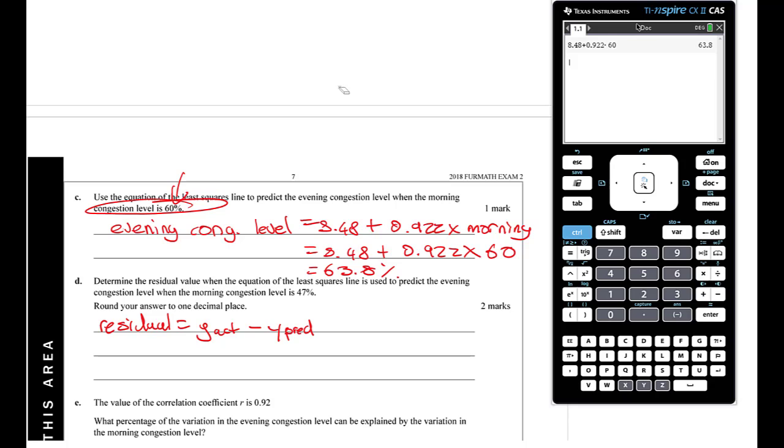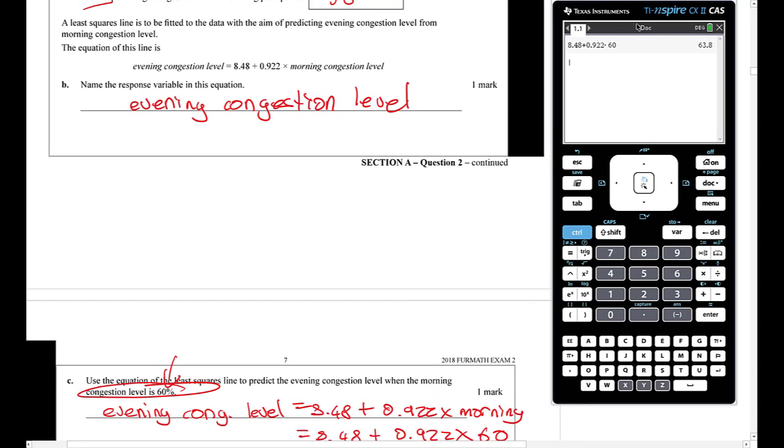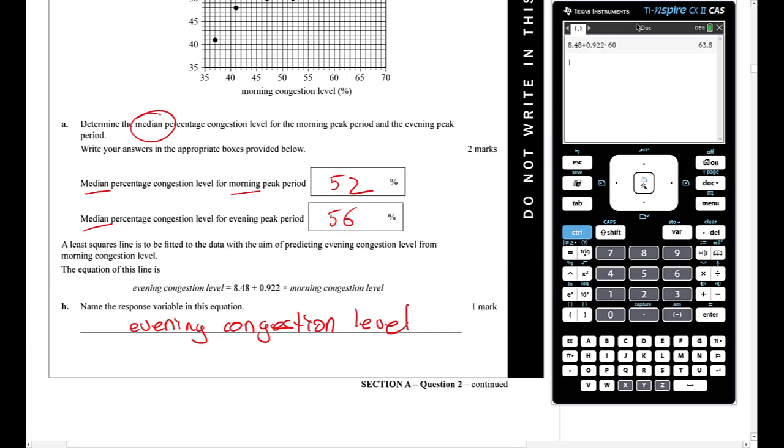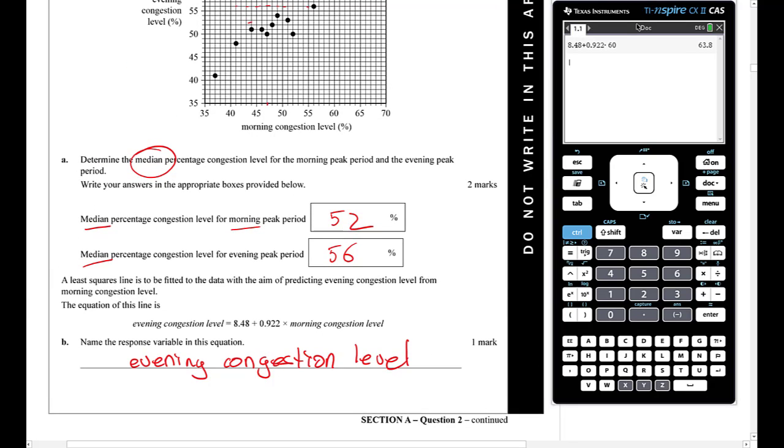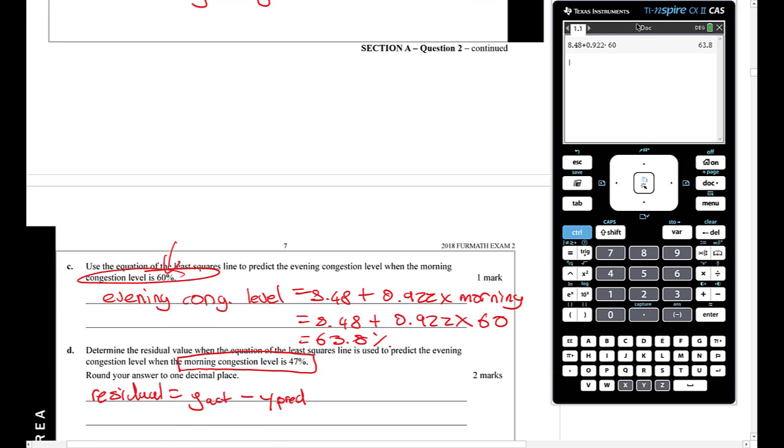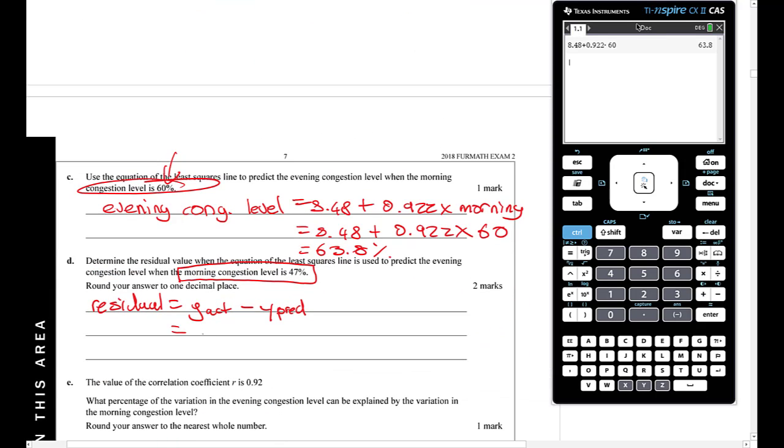So let's keep in mind we're looking at the question, and it's morning congestion level at 47%. What we want for Y actual is we go up to here and look at 47, go across to that point there and go across, and we see it's 50. So Y actual is 50.